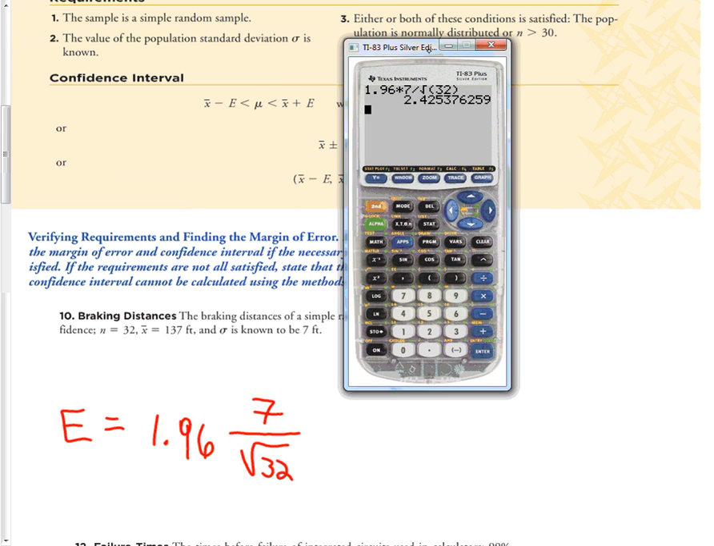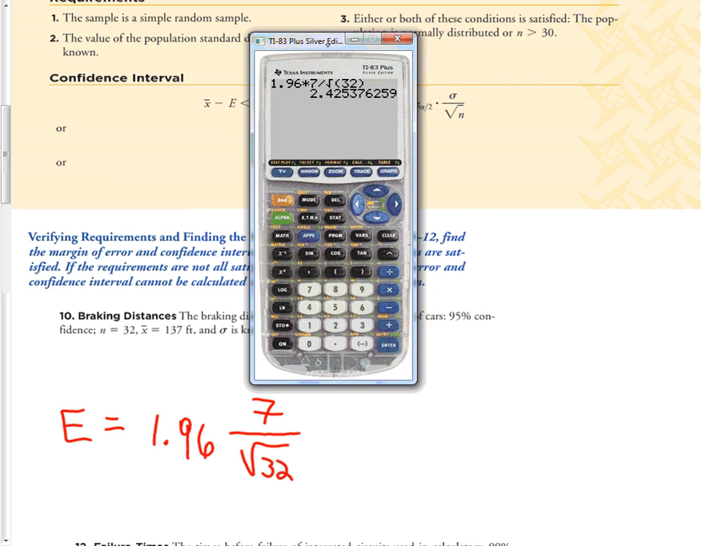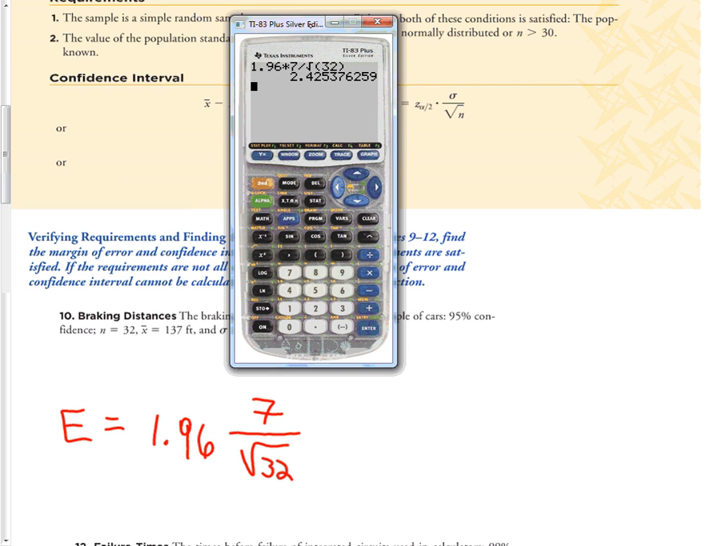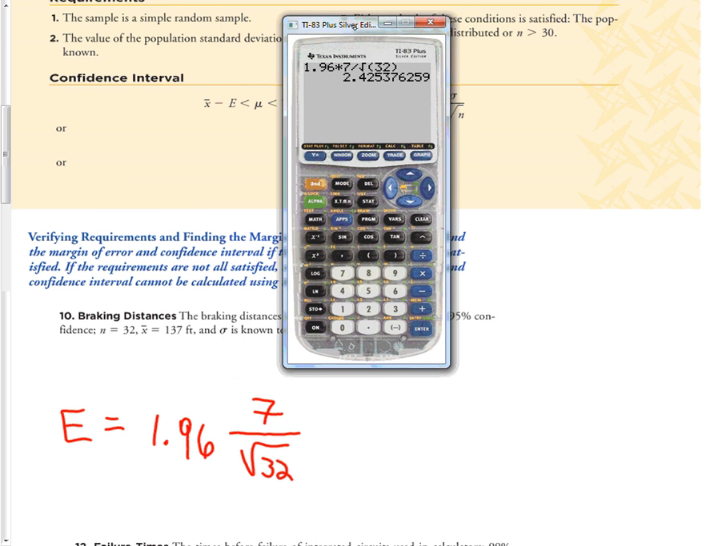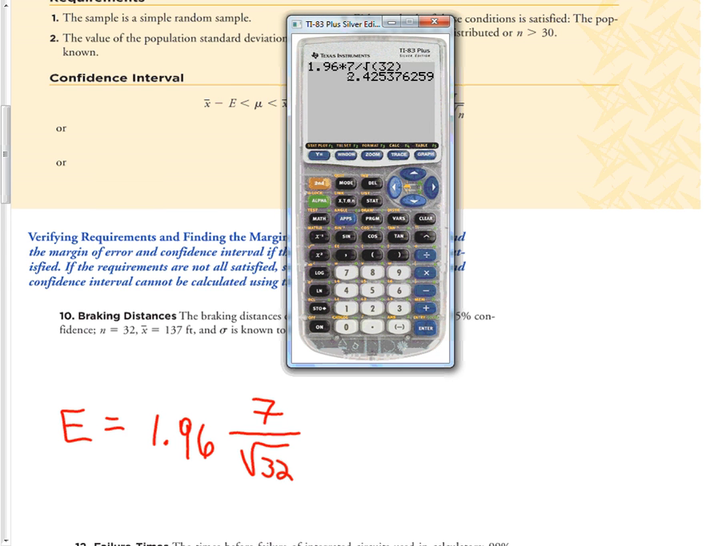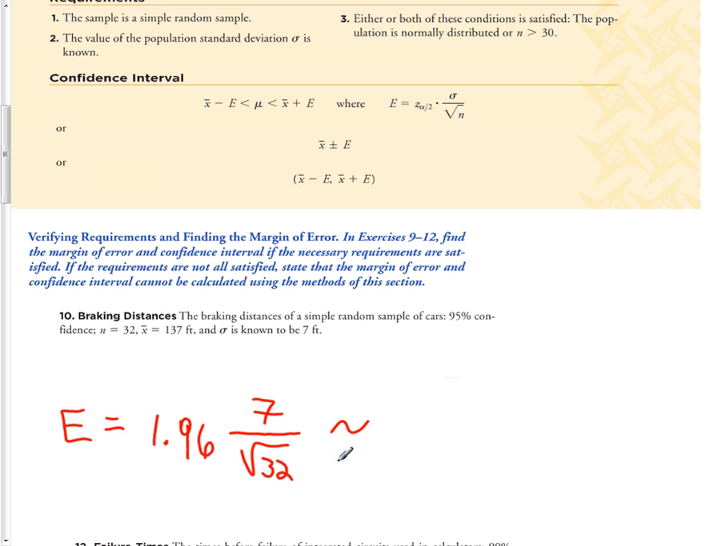Let's see what x bar looks like. X bar is 137. So I want to round my margin of error so that it has the same number of decimal places as x bar. So I'm going to round this to approximately 2 being my margin of error. So now I've calculated my margin of error for number 10. So the requirements were met, and once I realized that the requirements are all satisfied, I used the method of this section in order to find the margin of error.